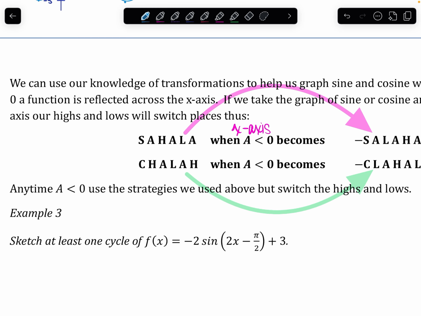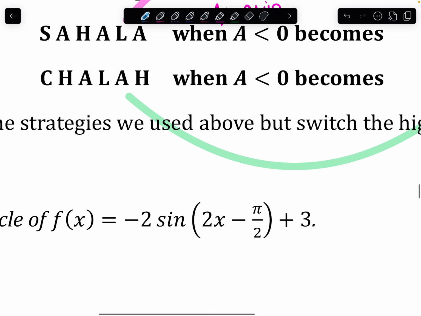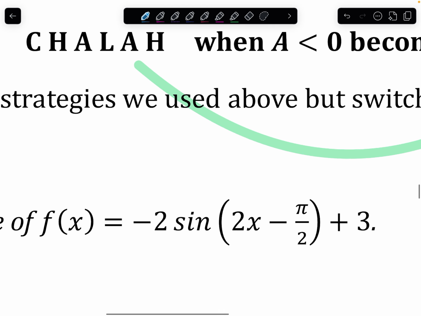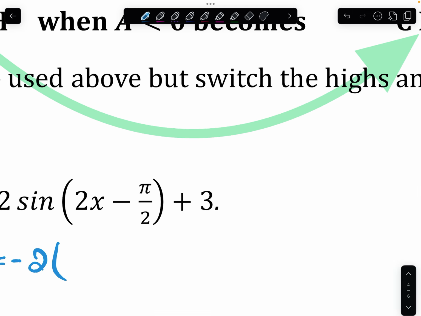At least one cycle of -2 sine of 2x minus pi half. One super important thing you want to make sure you catch with this function is it's not in that standard transformation form. If you want to identify your phase shift, it's helpful to rewrite that first, because the phase shift is not pi halves.